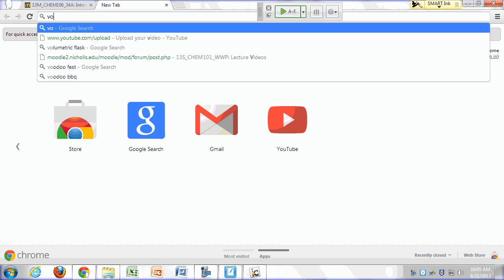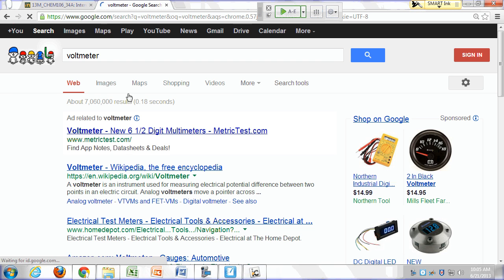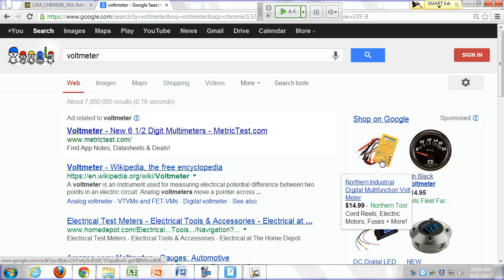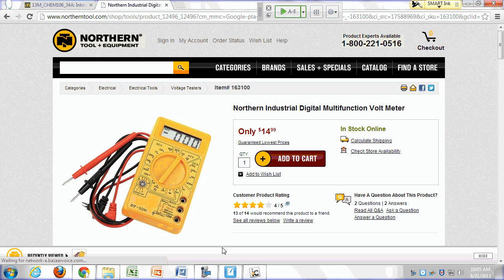Let's do a search for voltmeter images on Google. Here's an example. There's a whole bunch of them. This one looks like the one you have, huh? Yeah. So a voltmeter would have test leads. These are called test leads right here. Okay, so they're usually color-coded. It's red and black, and it's color-coded as to where you plug it in.